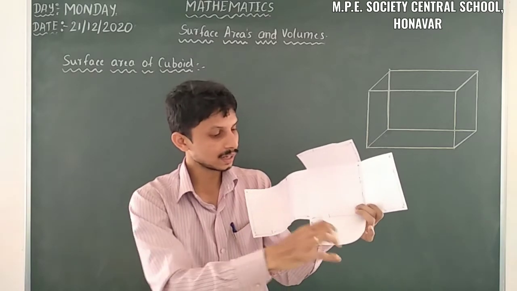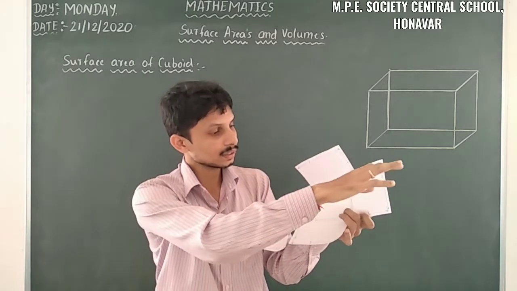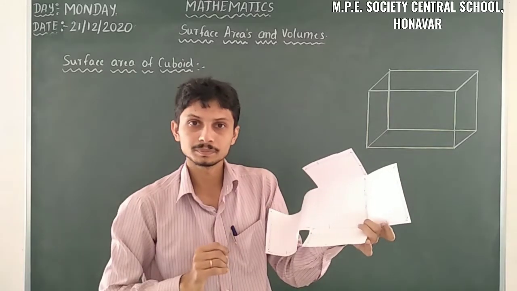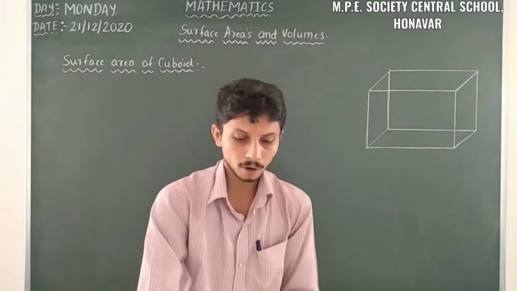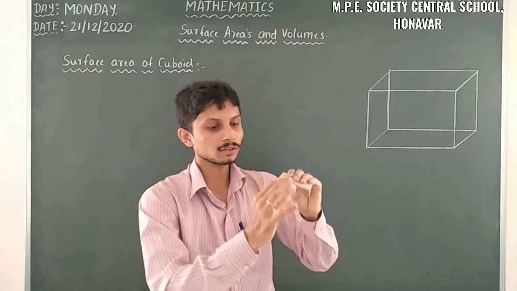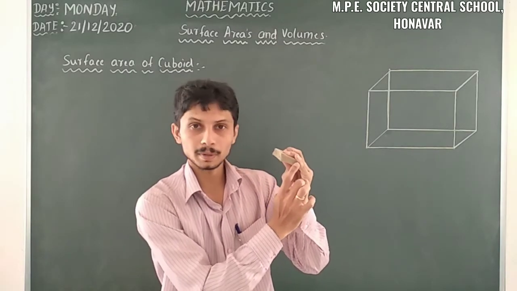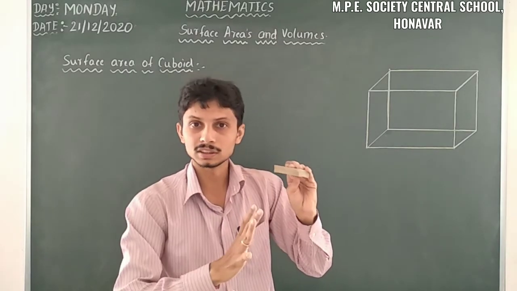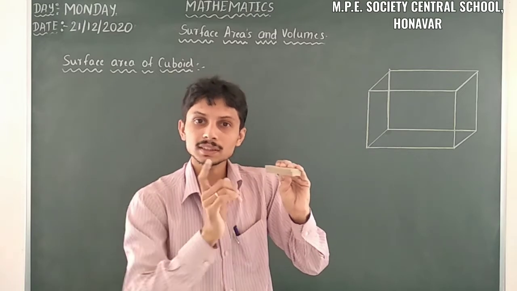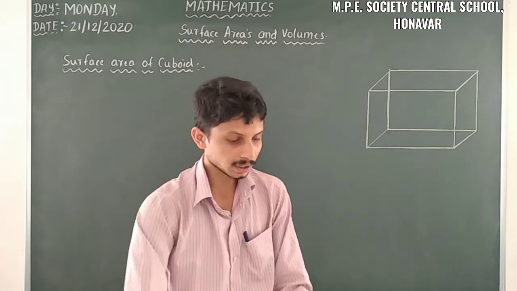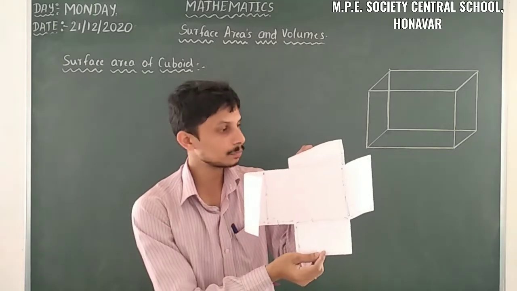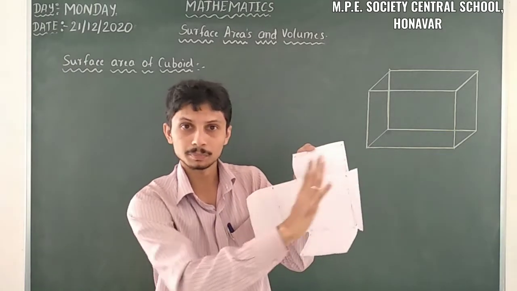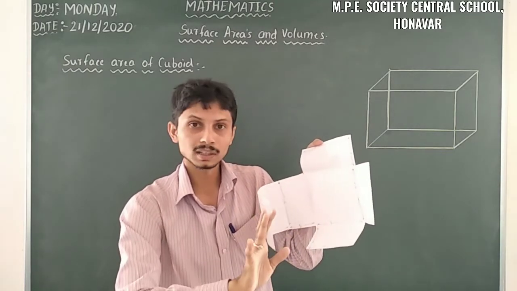Here is a length, here is a breadth, and here is a height. When we have the cuboid, firstly we take this as a length, this as a breadth and this as a height. It is not changing, so in all the cases it is the same. So this line is also always a length.